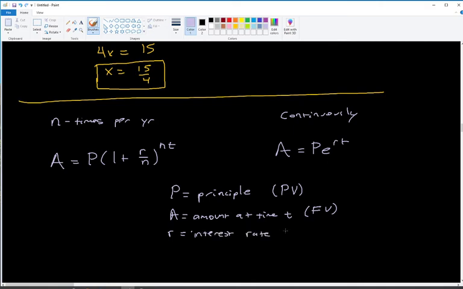Interest rate, you have to put it in as a decimal. So if you guys have a 15% interest rate, use 0.15. If it's a 2% interest rate, it's 0.02. So you have to convert it over to a decimal. And then T is time in years.